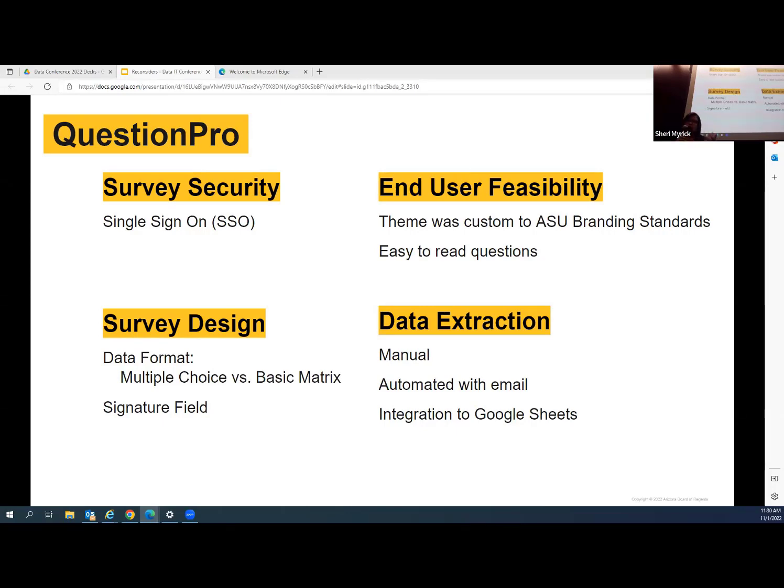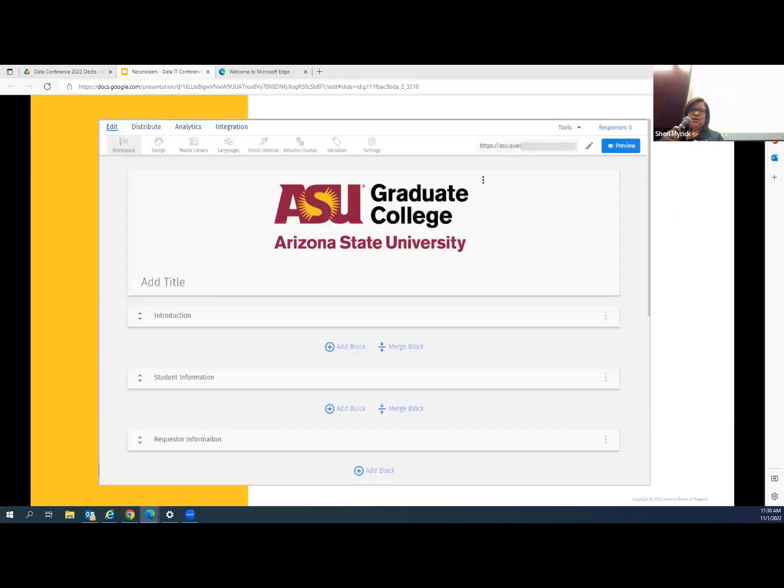And then also, because we weren't sure how this was going to pan out, we needed to be able to deactivate the survey and recopy it if we needed it for other semesters. So I'm going to do a semi demo on the Question Pro piece of it, on how we designed it. What we did was design it in blocks. That way, if we needed to change how the questions came out in the future, it was easier. So we did just an introduction, the student information, and the requester information. Even though they did sign on, we still wanted them to put their name and information to know who the request was coming from.